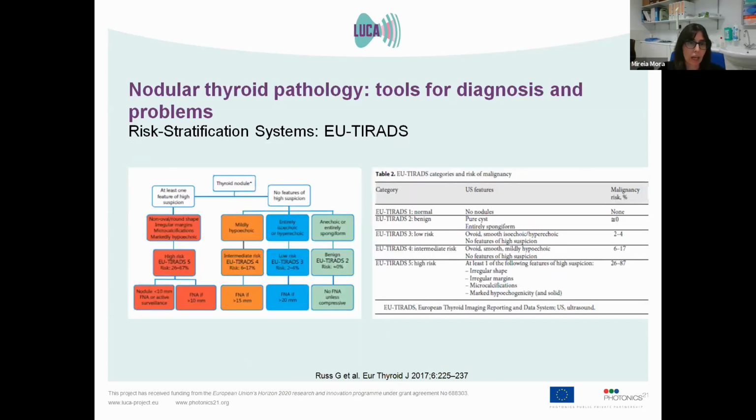And more recently, the European Thyroid Association introduces this other risk stratification system that is called EU-TIRADS. In my opinion, it is simpler. It is very similar to the ATA system, in which you introduce these basic characteristics, and as the category increases, the risk of malignancy also increases. And also, as the ATA system does, as you increase in the risk category, the indication of fine needle aspiration is associated to a smaller nodule.